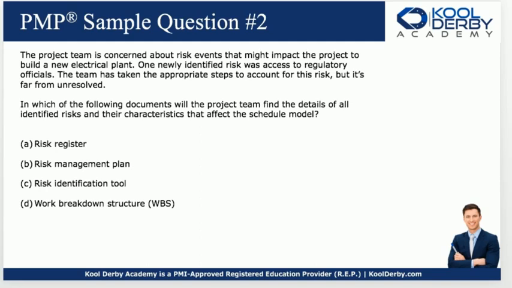to build a new electrical plant. One newly identified risk was access to regulatory officials. So a risk is being able to talk to the regulatory officials and give us feedback. The team has taken the appropriate steps to account for this risk, but it's far from unresolved. So you see, we're being told good information, but then we know that the issue has not been resolved. In which of the following documents will the project team find the details of all identified risks and their characteristics that affect the schedule model?